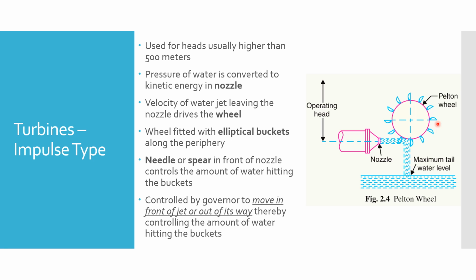So in other turbines, as we are going to see in the subsequent slides, this job is done by vanes. And these vanes open and close to control the flow of water.